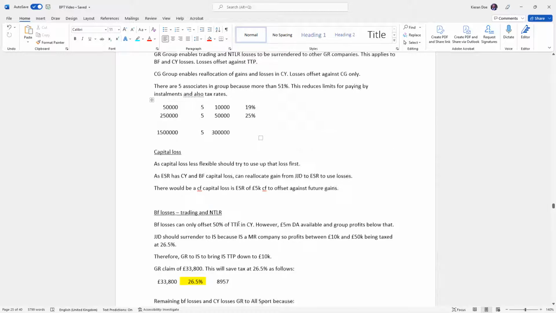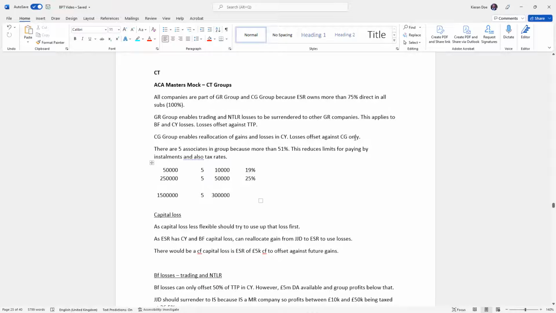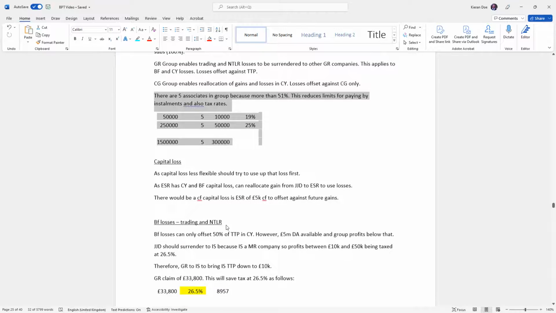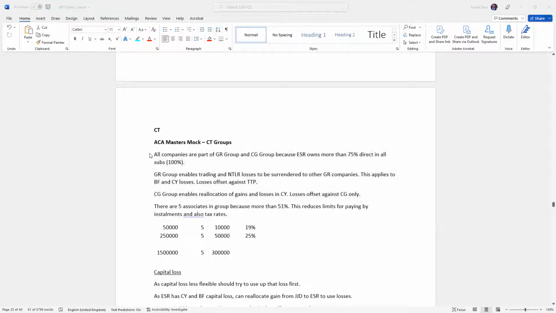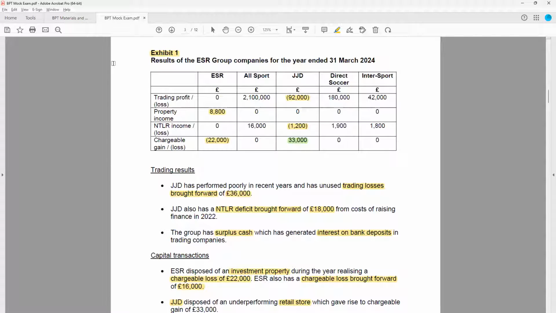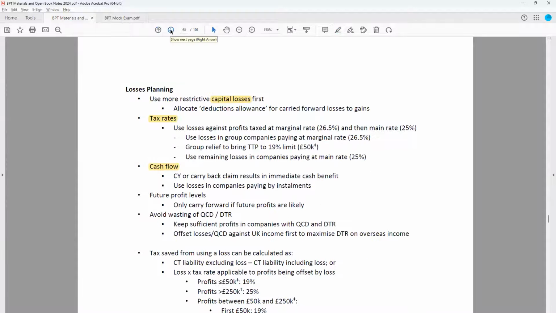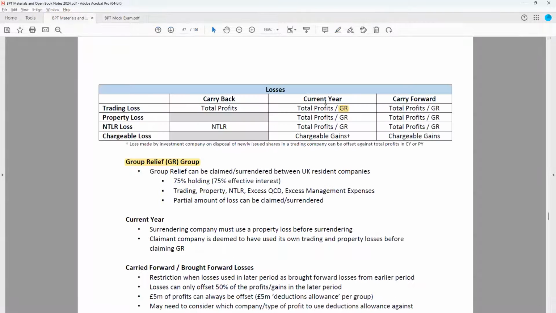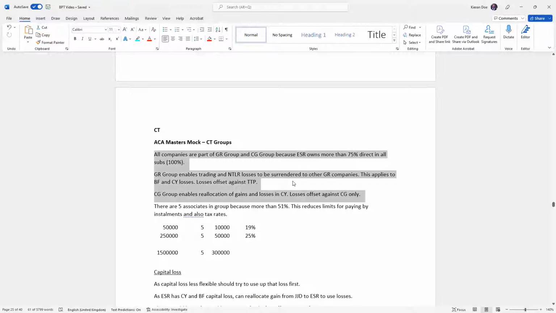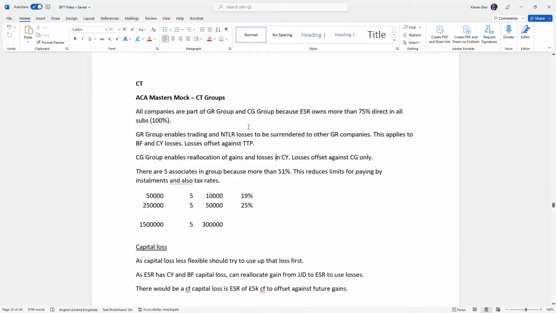So you can see the exam technique I've used here, same exam technique as always: relevant parts of the tax rules and then go through and apply it to the scenario, calculating the numbers as we can. But when I'm bringing in the relevant parts, I'm only bringing in bits which are directly relevant to the question. Group relief groups and chargeable gain groups were directly relevant to this question because we were surrendering losses and reallocating gains around the group. I've only brought in the bits which are relevant. I've only talked about trading and NTLR losses because they are the type of losses. I've talked about brought forward and current year losses because they are the type of losses we're dealing with.